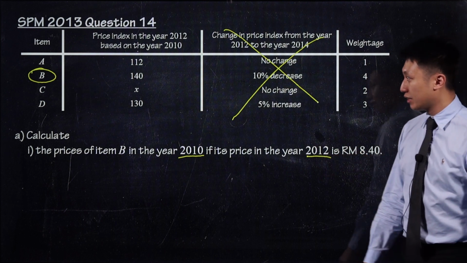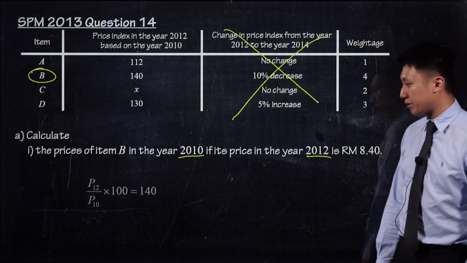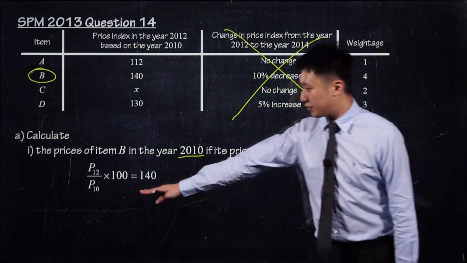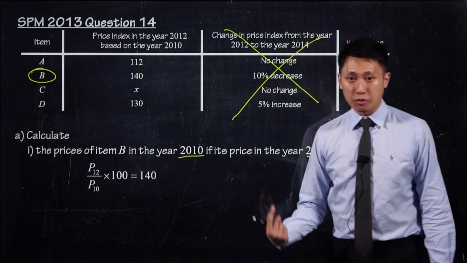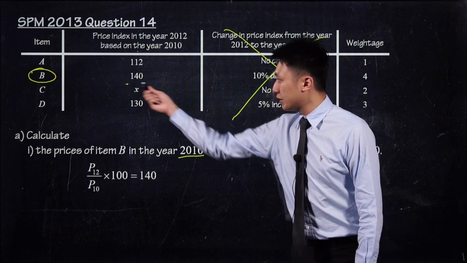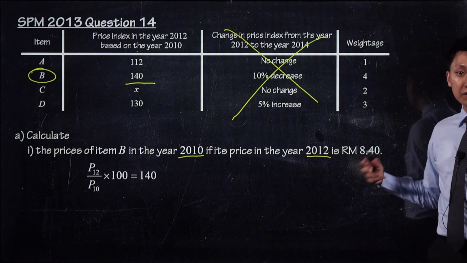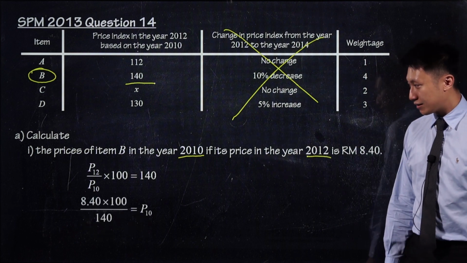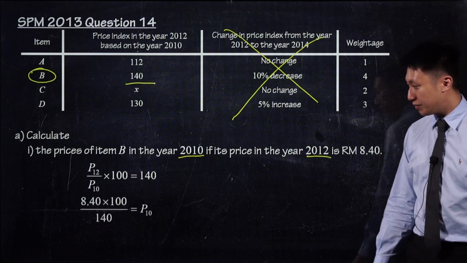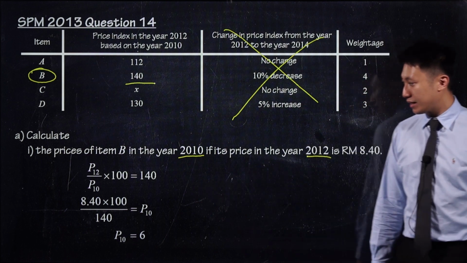So this one says that if the price in 2012 is 840, you've got to use the price index given in the table there. So first of all, you have this one, P12 divided by P10 times 100, equals 140. 140 is given here. Then you just substitute whatever you have here. The first question is the easiest one, so just substitute there and you get this answer. Then you can just move around, then you get P10 is equal to 6.